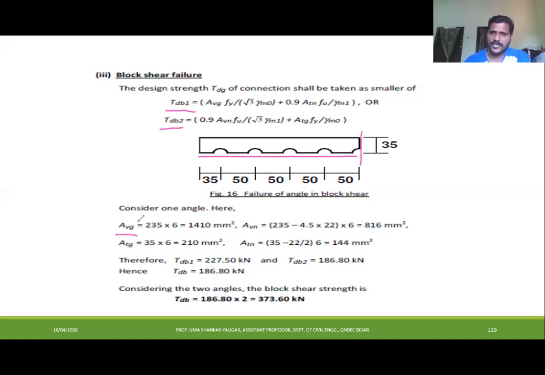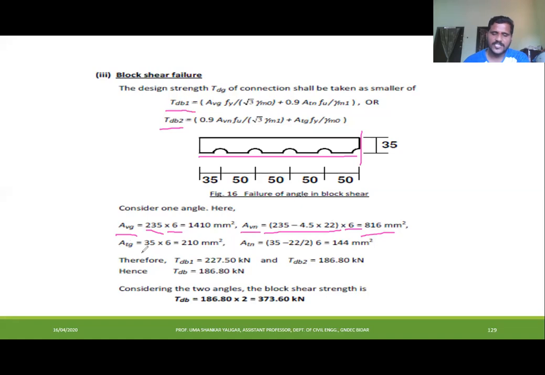First we need to calculate Avg. Avg means the gross area in the shear plane. Total is 50 plus 50 plus 50 plus 50, that is 200, plus 35, that is 235. 235 into thickness. Thickness of the angle section is 6. Similarly Avn, net area in the shear plane. Number of bolt holes is 1, 2, 3, 4, and a half. So 235 minus 4.5 into bolt hole diameter, multiplied by thickness, you will get this value.